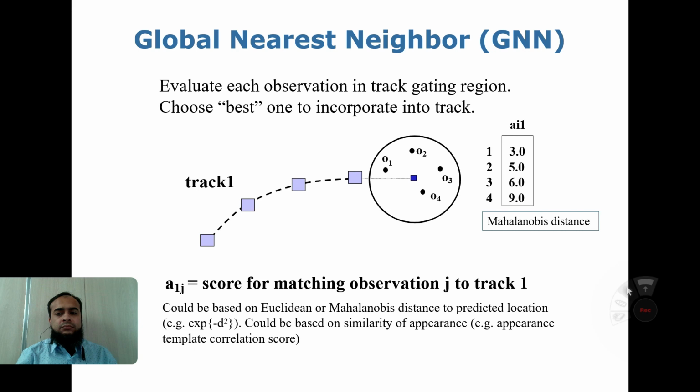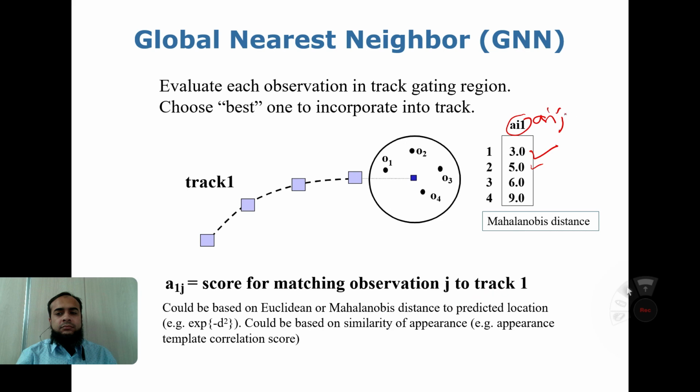Now what happens in the validation gate when there are other measurements? This is the other method, global nearest neighbor. So we should calculate the Mahalanobis distance between the neighboring measurements, like observation 1, observation 2, 3, 4. So this is the distance. These are the distances 0.3, 0.5, 0.6, 0.9, and so a_ij. This is a_ij, the score of matching observation j to track i.